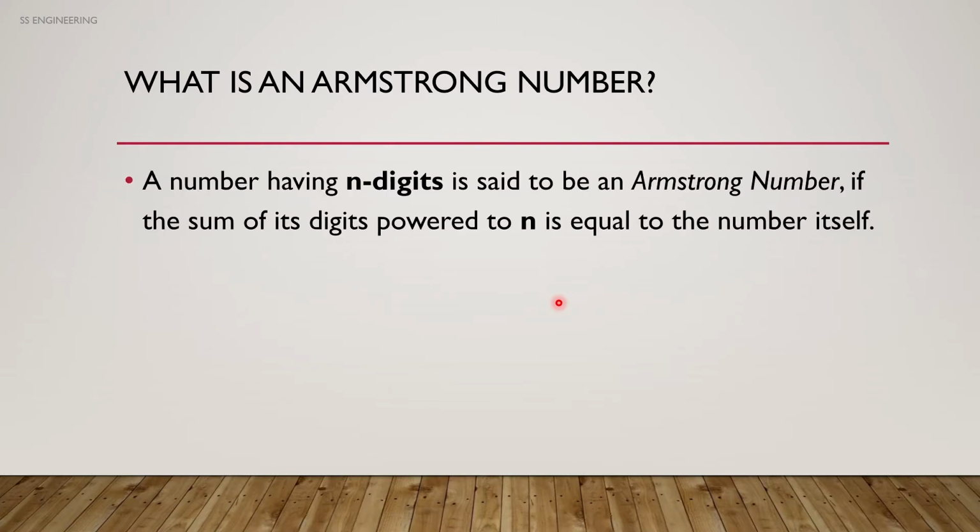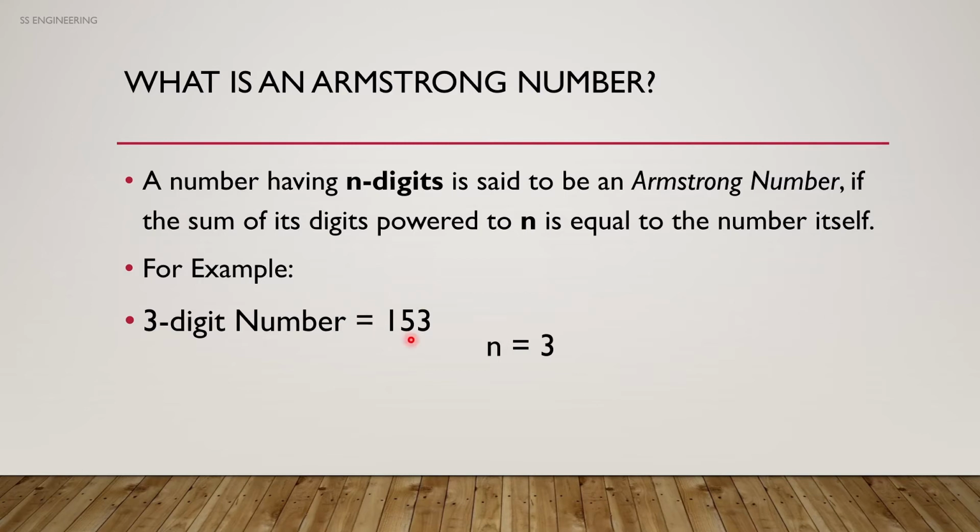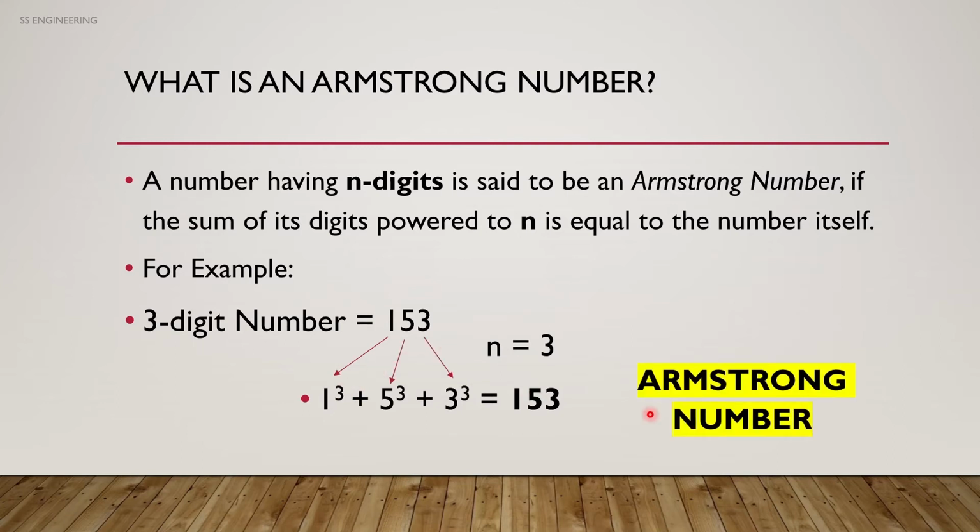For any number having n digits, it's said to be an Armstrong number if the sum of its digits powered to n is equal to the number itself. For example, if we have the 3-digit number 153, then n equals 3 because it's a 3-digit number. Then the sum of its individual digits powered to 3 would be equal to the number itself, 153, if it's an Armstrong number. Let's see here: our first digit 1 cubed plus second digit 5 cubed plus third digit 3 cubed equals 153, so it's an Armstrong number.